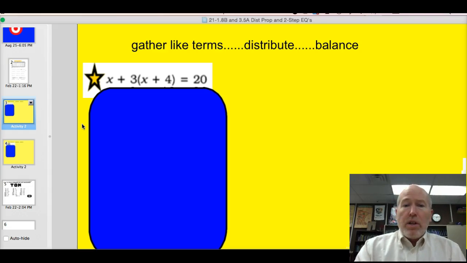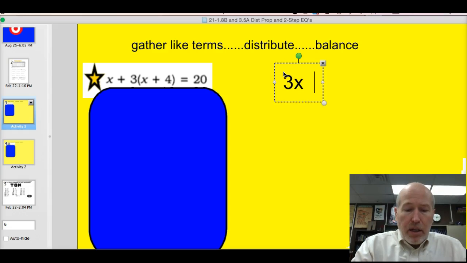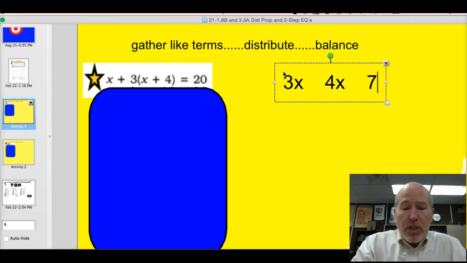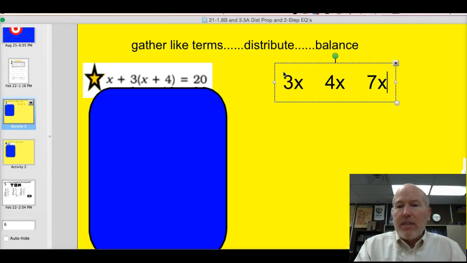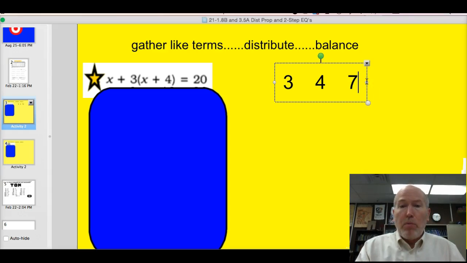You need to know what gathering like terms means. In other words, if we have 3x over here and we have 4x over here, we can gather those together and say that that's really 7x. We're just gathering up the x's. And we've done that before. You can also do that if this was 3 and this was 4, we could gather those like terms. They don't have to have a variable behind them.